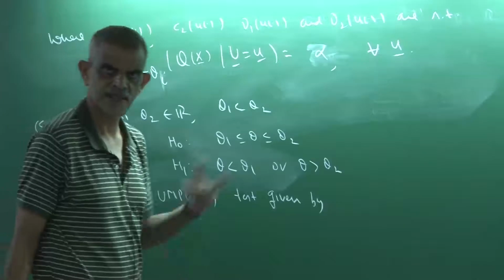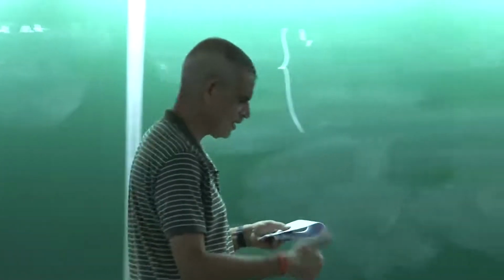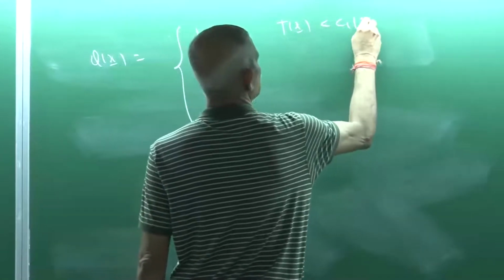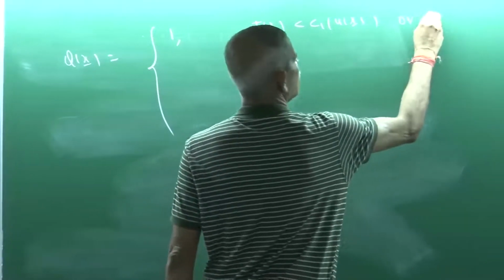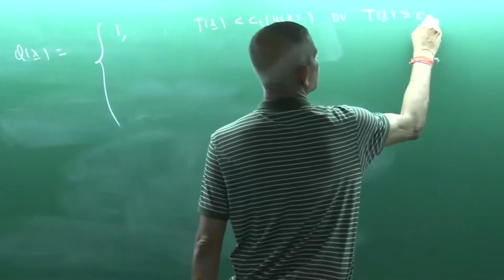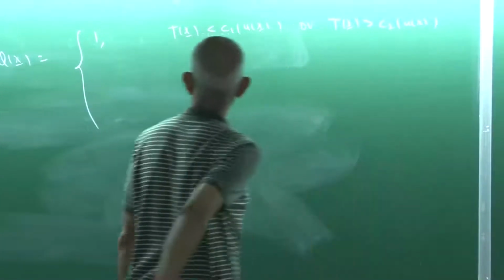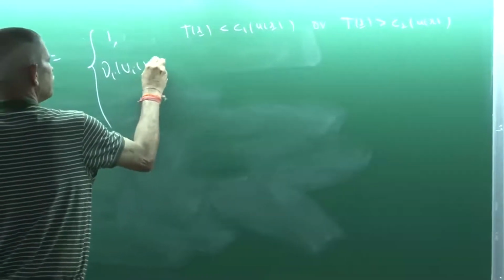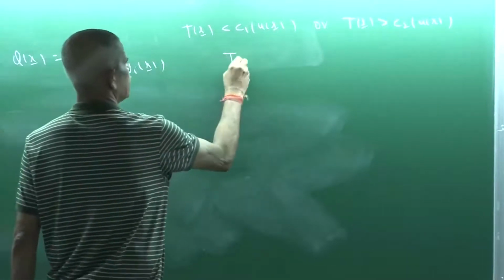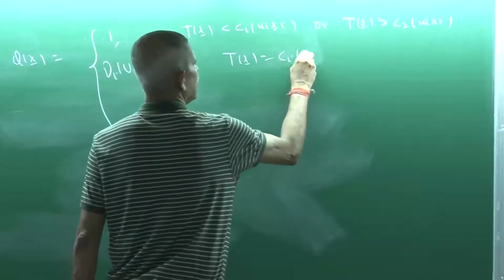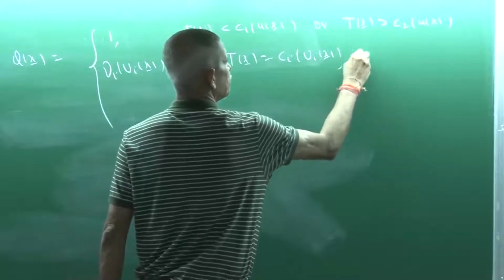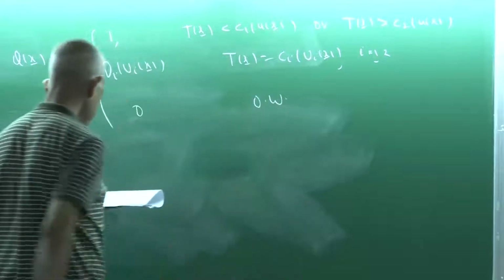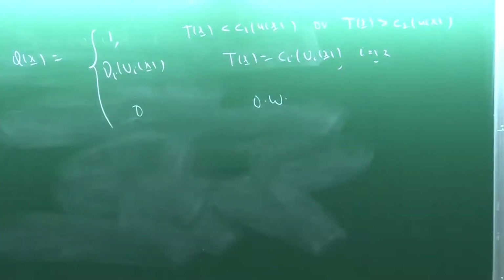So that means T is in the extreme if there is the MLR property, which is happening over here. T is in the extreme, that means if T(x) is less than C1 times U(x), or T(x) is greater than C2 times U(x), you reject it with probability gamma_i(U(x)) if T(x) is the same as C_i times U(x), and 0 otherwise. Where do you choose C1 and C2?